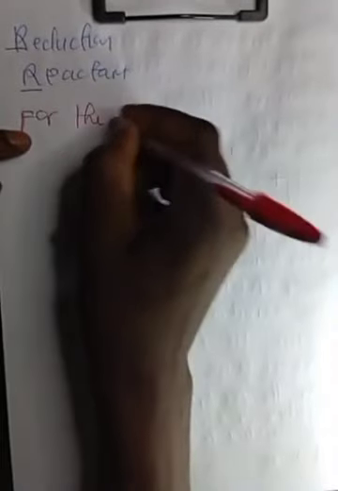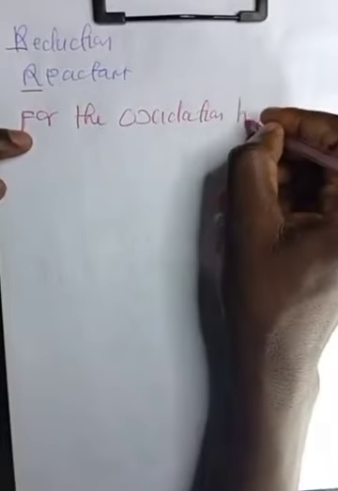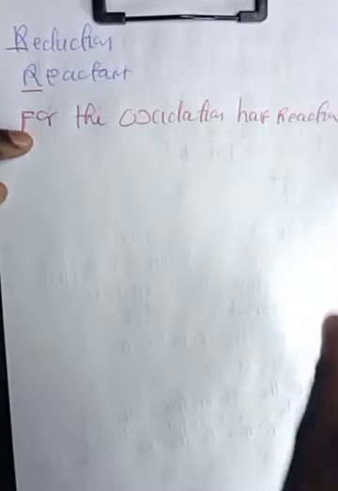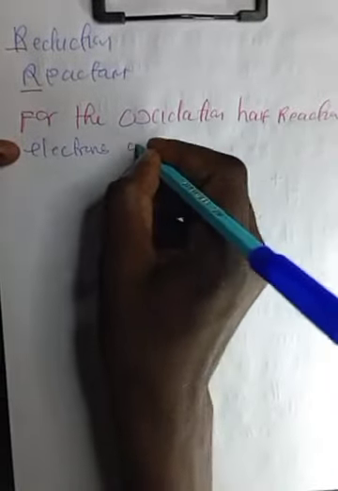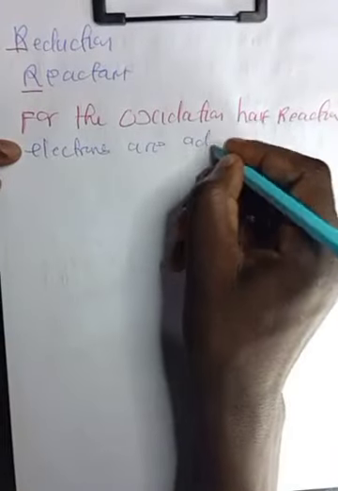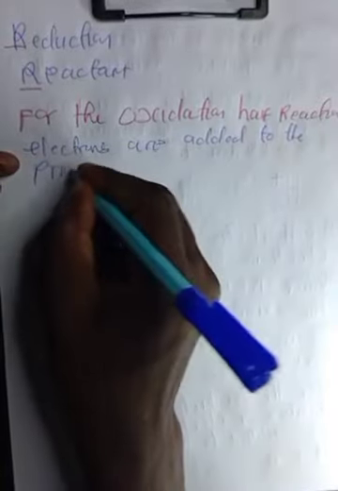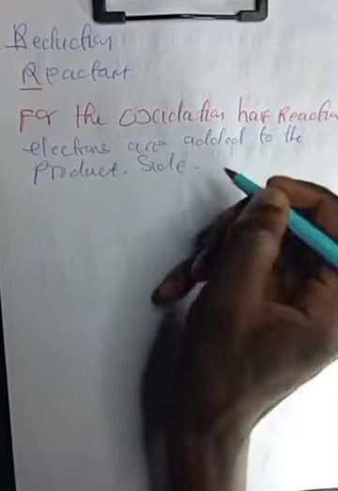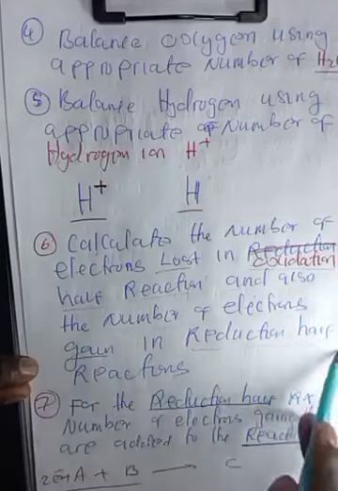Meaning that for the oxidation half reaction, electrons are added to the product side. So if you know one, you know the other. Okay. So this is what we should know, that the reduction and also the electron gained in reduction half reaction.